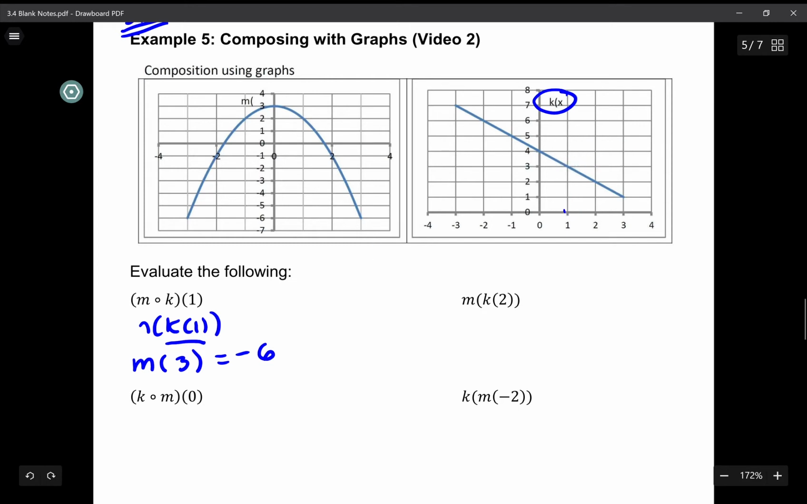And let's try m of k of 2. So again, we start on the inside and we figure out what is k of 2. Here's my k function. I go to 2, and my output is also 2. This is the point (2, 2). So this is equal to m of 2. I go to m, evaluated at 2, and this is the point (2, -1). So my output is -1. All right, I'd like you to pause the video right now and try the next two.